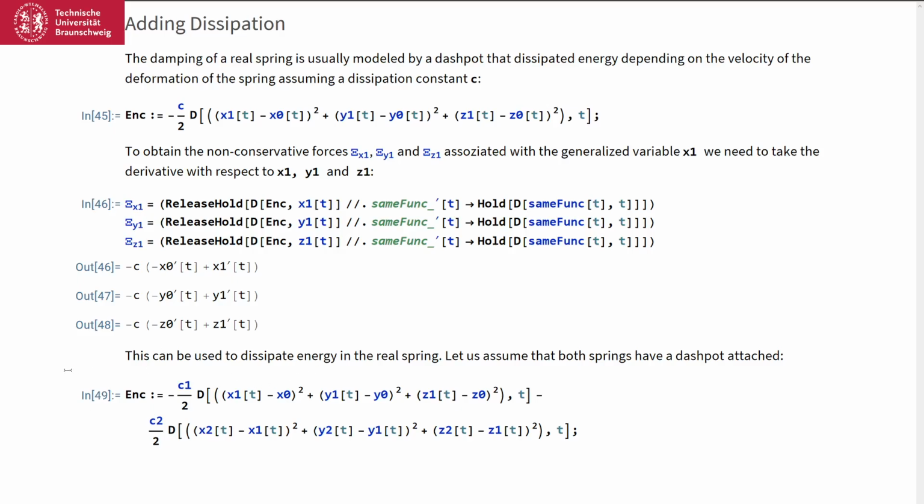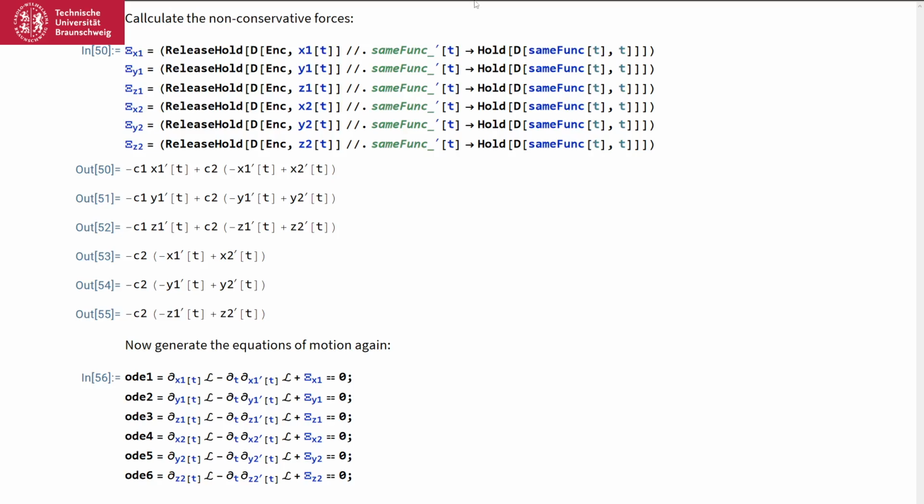Now we can define our energies here, and because the dashpot is a part of a real spring, they both have the same attachment. The first one is attached to the origin, so the origin does not move, it would be constant. If we take the time derivative, it will disappear. In the second case, we have the difference between these two positions, so we get a coupling between the two here.